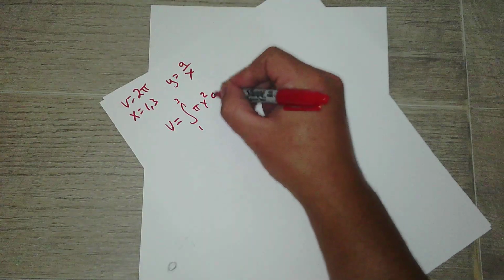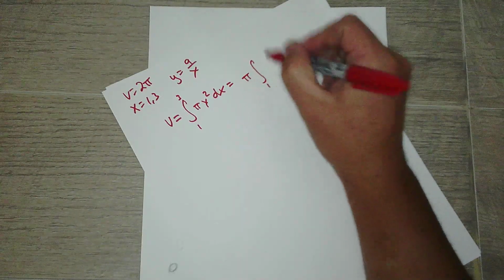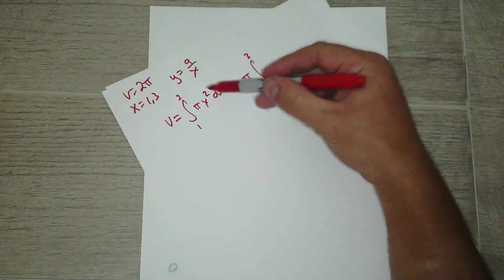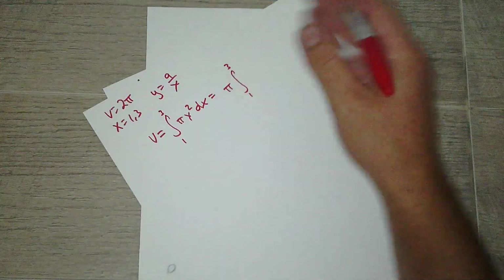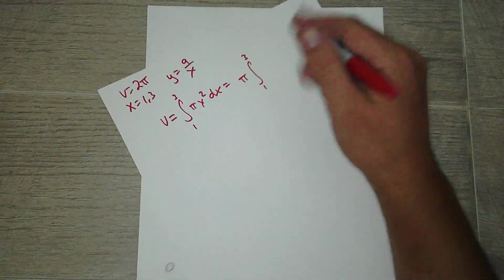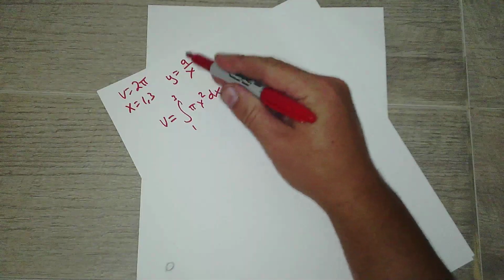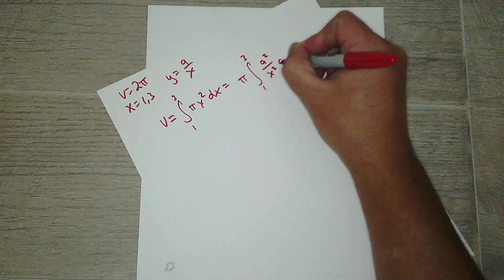pi y squared dx. Here the pi is a constant, remember, so you can just push it out front. Remember, when you're taking derivatives or integration, you're only doing it on the variables. So any constants just kind of hang out up front until you're done with the derivative or the integration. All right, y squared, so that's A over x, we're squaring that. So that's just A squared over x squared.